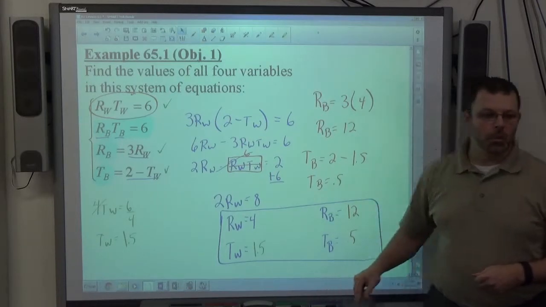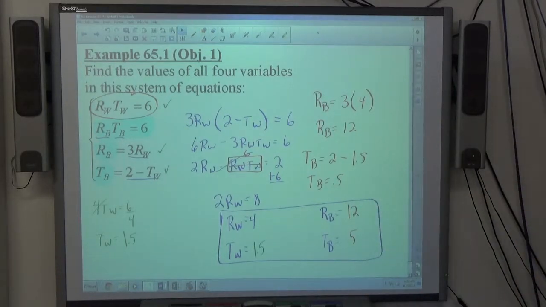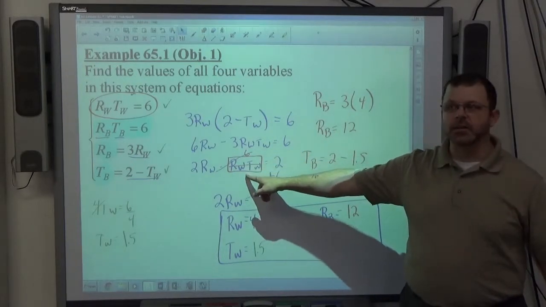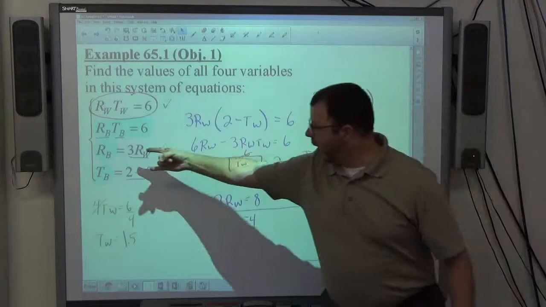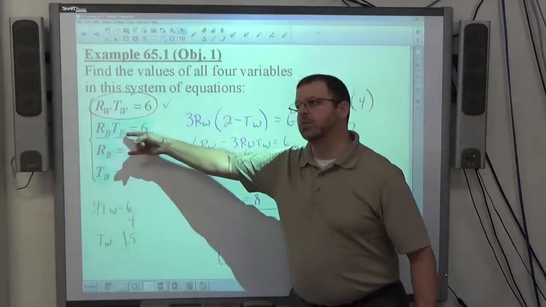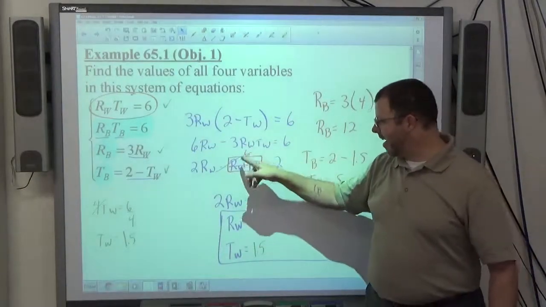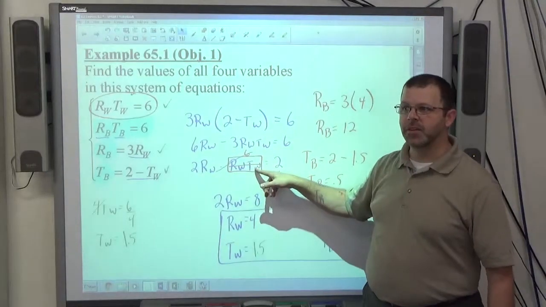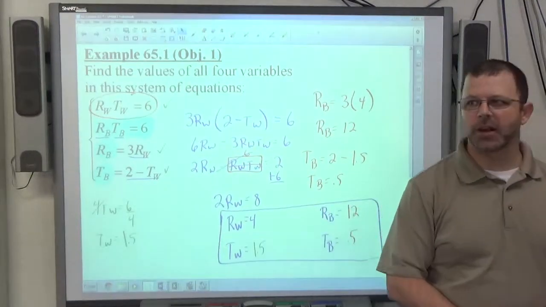Once we find an answer, it's very easy to find the rest of the answers. But again, this type of substitution should be expected. Bottom two get substituted into one of the top two, put it in, simplify, and then expect the other one to be present, and then you substitute that in and you're good to go.